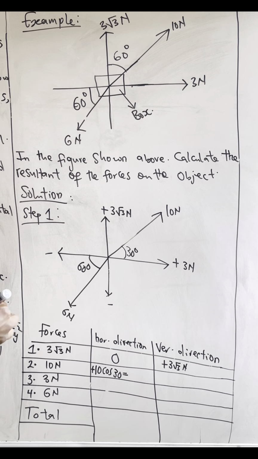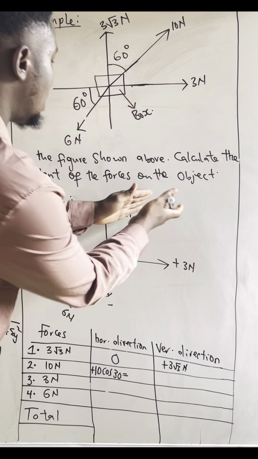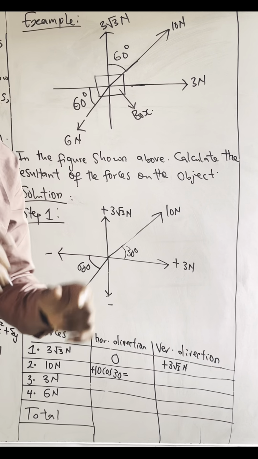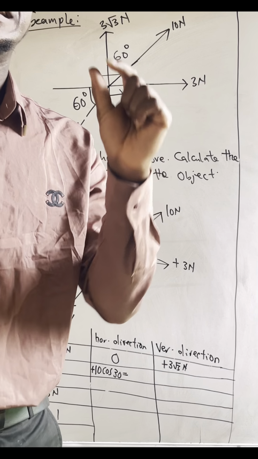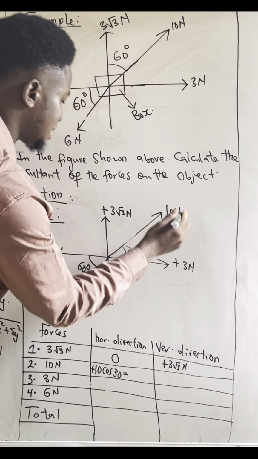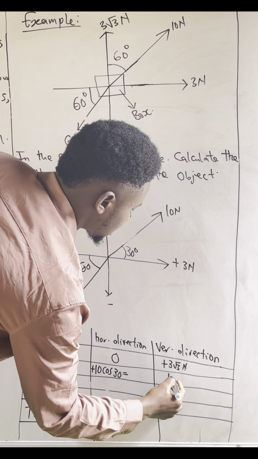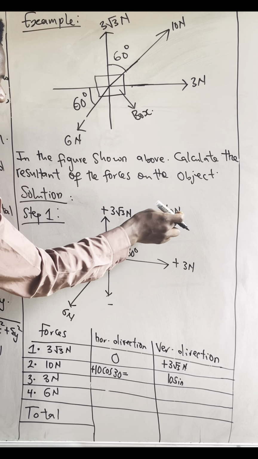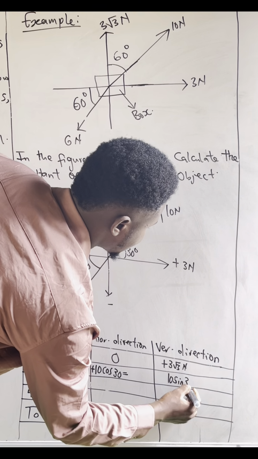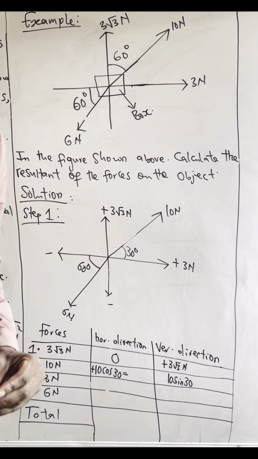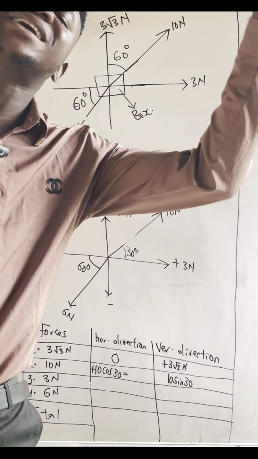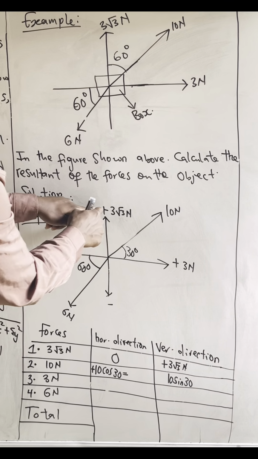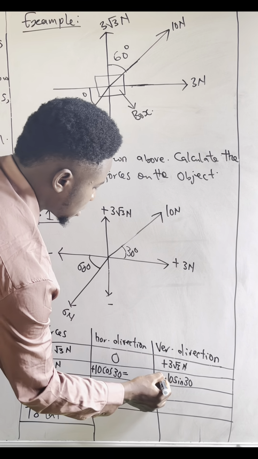Now, we will also resolve this 10 Newton to the vertical. Whenever I'm resolving to the vertical, I'm going to take the sine. So I'm going to write it as 10 sine. I also look at the angle for this 10. That is 30. 10 sine 30. Now, I also look at whether I'm resolving it to the plus vertical or the minus vertical. I'm resolving it to the plus vertical. So here will be plus.